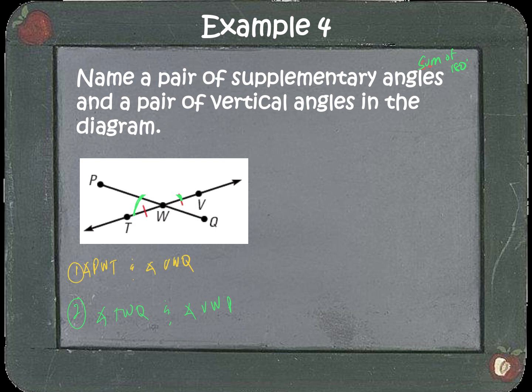And so again, how do I describe those? Well, let's call this angle 1 and angle 2, right? So I know that angle 1 is going to be TWP, and angle 2 is going to equal PWV. So that's my first.